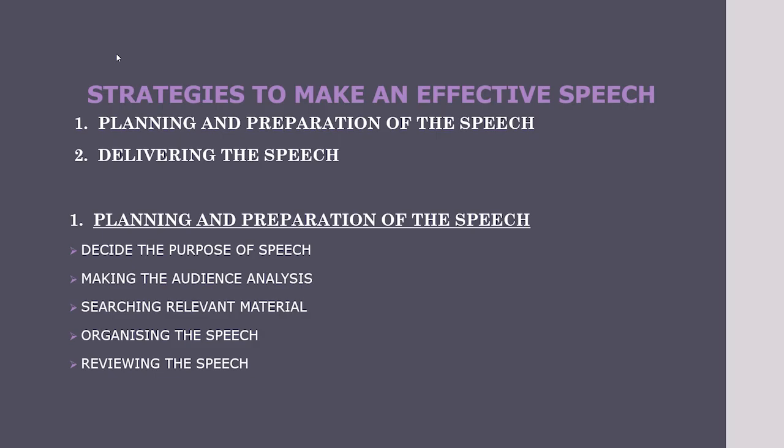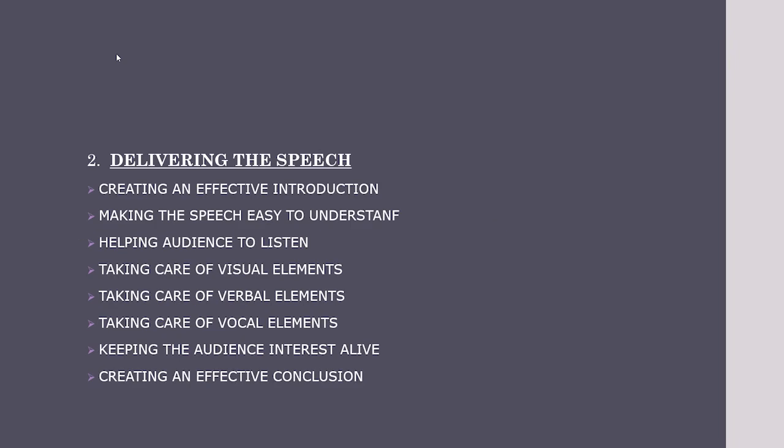Next step is reviewing the speech. After organizing and writing the speech, the speaker should review the speech to ensure that it should appeal to the audience. At this stage, irrelevant thoughts should be excluded from the speech and relevant thoughts are presented in a logical way. The speaker should also review whether the speech contains appealing and appropriate words and sentences that arouse the interest in the audience. Now we can go to the second strategy, that is delivering the speech.